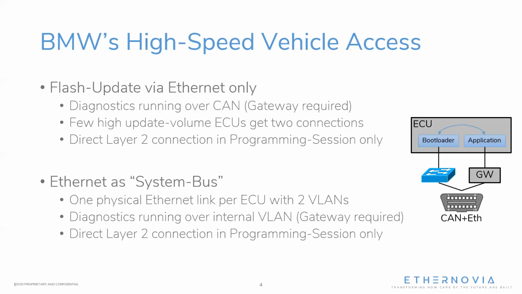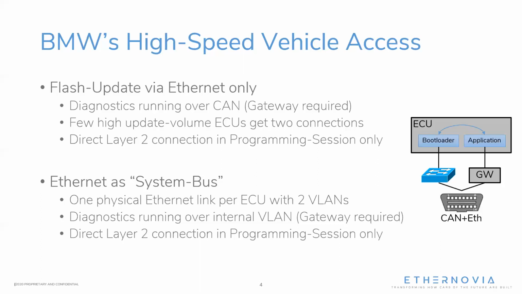But this gateway would now transfer information from one Ethernet link that came from the OBD connector onto the internal VLAN. And when the switch over to the bootloader application happened, then there was a direct connection via layer 2 to the tester, so flash data could flow without going through a gateway from the tester directly to the ECU. So the ECU was completely independent at that stage from the rest of the vehicle.